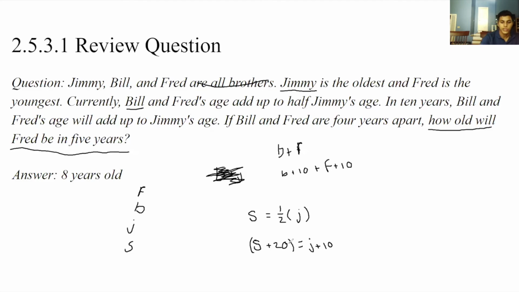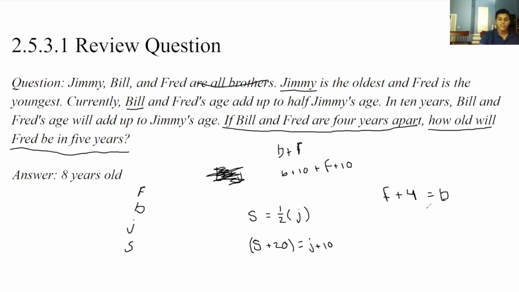So now I have two equations: S plus 20 equals J plus 10, and S equals 1/2 of J. Well, I can create one more. If Bill and Fred are 4 years apart, all right, well, this is a piece of information. Even though it's in an if statement, it's a piece of information that I can create one more equation off of. They're 4 years apart, so therefore, since I know Fred is the youngest, F plus 4, or 4 years added to Fred's age, will equal Bill's age. F plus 4 equals B.